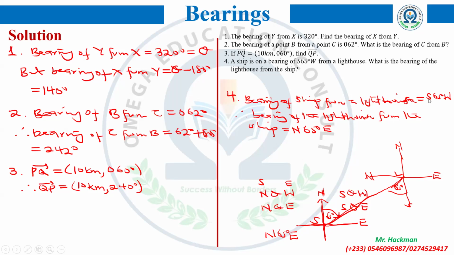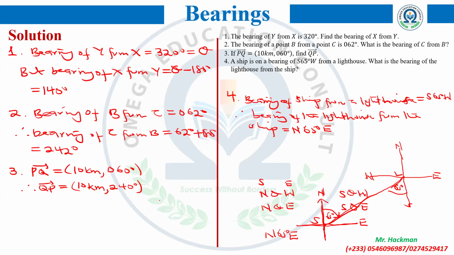Immediately you see south something, just keep your angle between them, then change your cardinal points, each of them, to reflect its opposite. Opposite of south is north. Opposite of west is east.